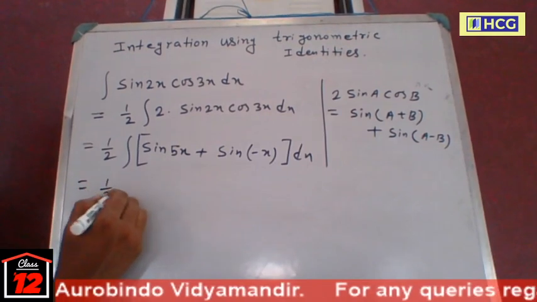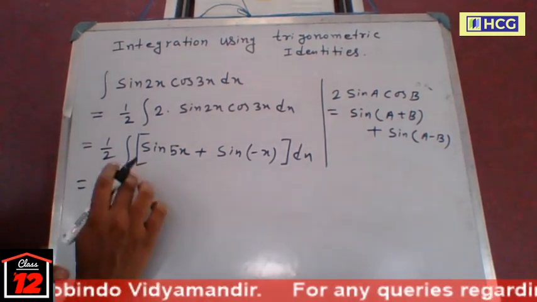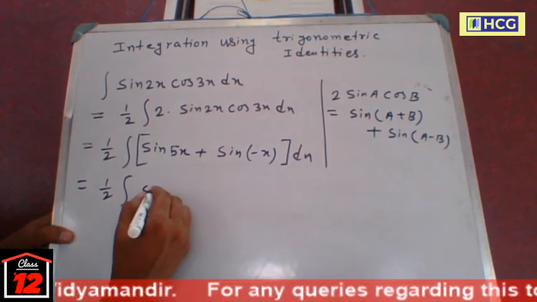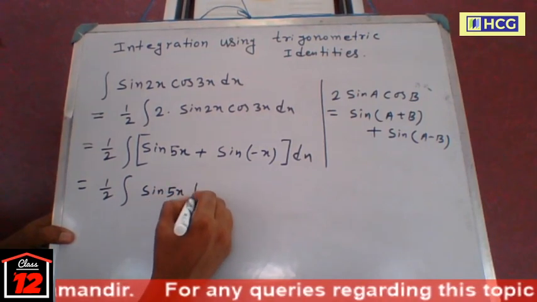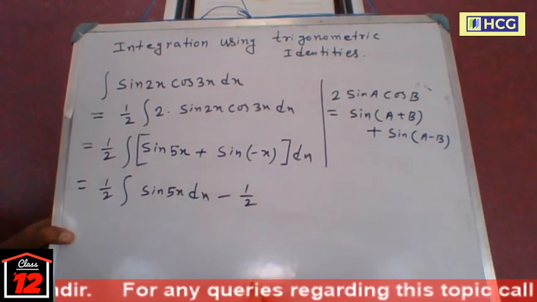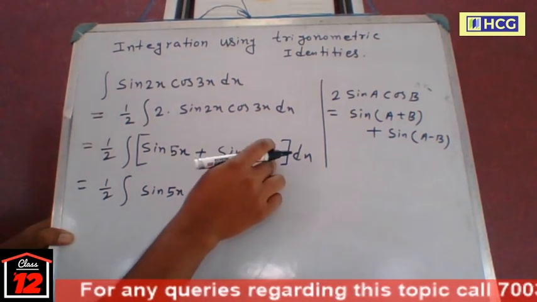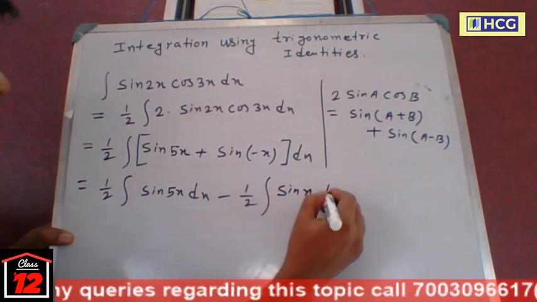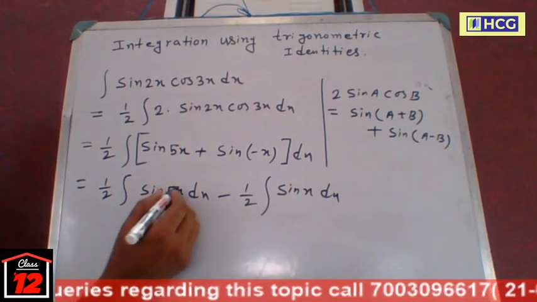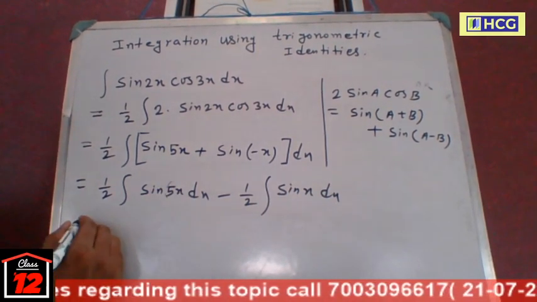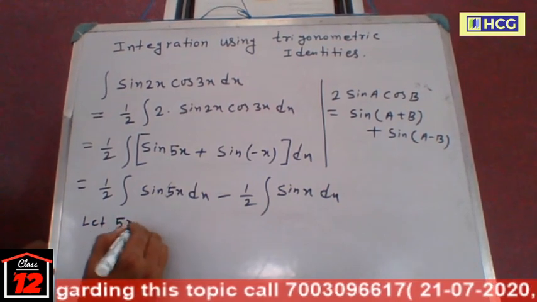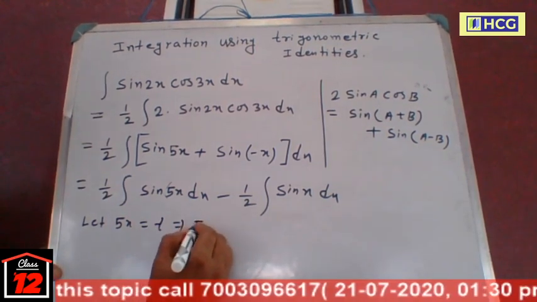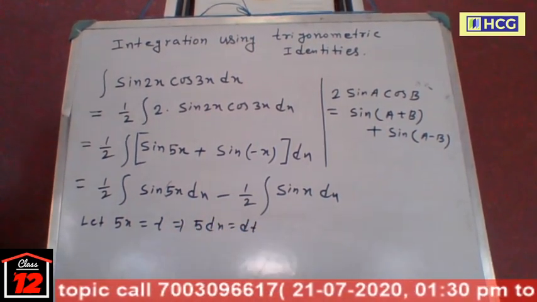Now this is equal to half into integration sin 5x dx minus half into sin of minus x, which is minus sin x, so half into minus sin is minus half sin x dx. Now for the first integral we let 5x equal to t, which implies 5 into dx equals dt. So dx is equal to dt by 5.